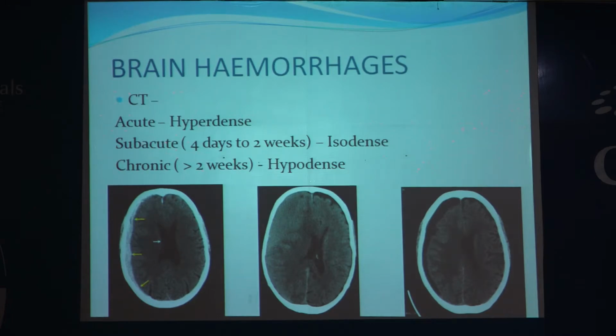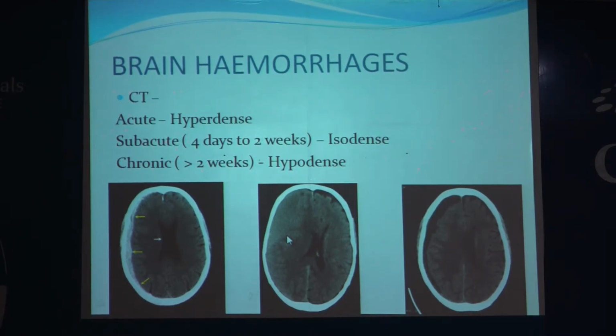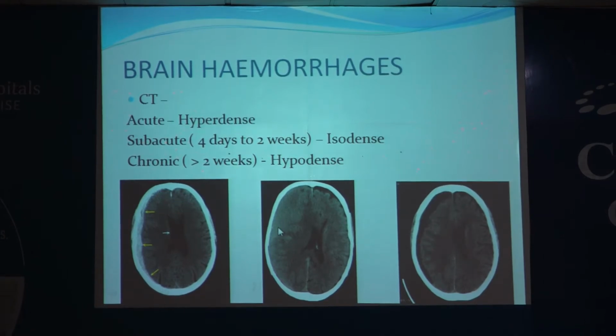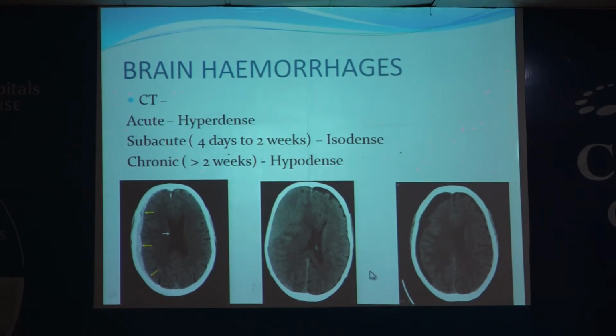Now, evolution of these brain hemorrhages on CT and MR can be seen as follows. In this image you can see a subdural hemorrhage that is hyperdense, so that indicates an acute hemorrhage. As time progresses, from 2 days to 2 weeks, we see that the hemorrhage becomes isodense, so that is the subacute phase of hemorrhage. And gradually in the chronic stage, after 2 weeks, it gains a signal similar to that of CSF, that is, it becomes hypodense. So this is a chronic hemorrhage.